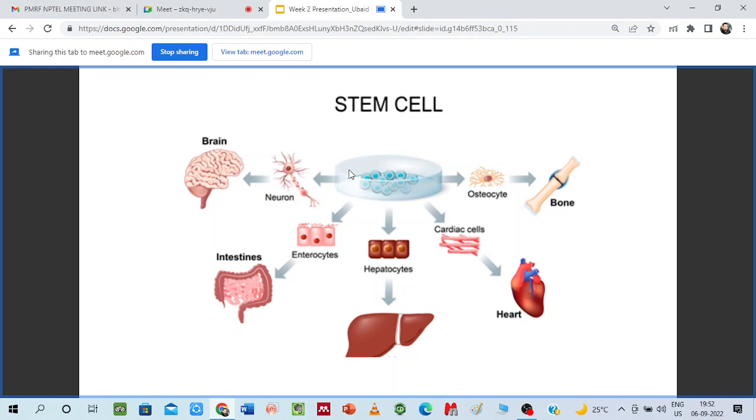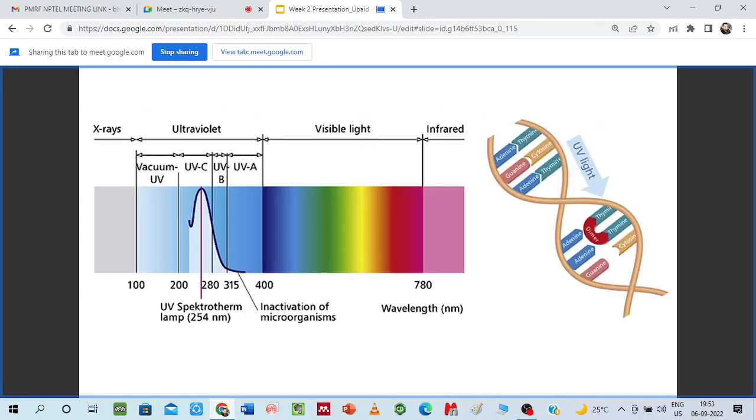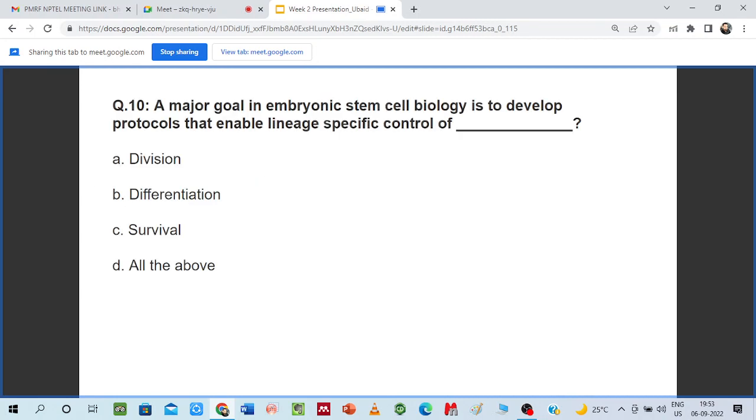This will be very helpful in tissue engineering, so that you can make any type of tissue using these stem cells in in vitro conditions. In in vitro conditions, you have the stem cells, you give the transcription factors, and these transcription factors will lead to the formation of different cell types, different functional cell types.